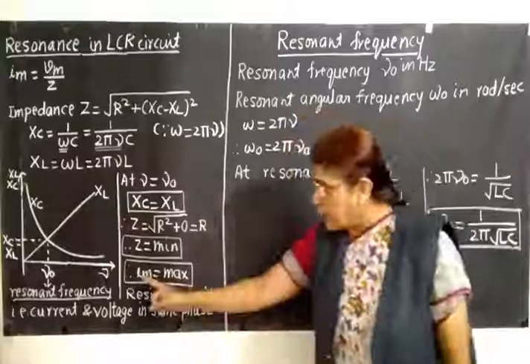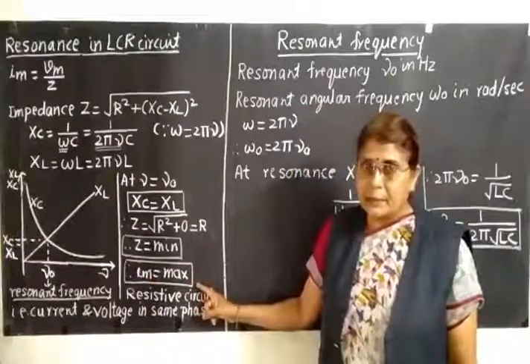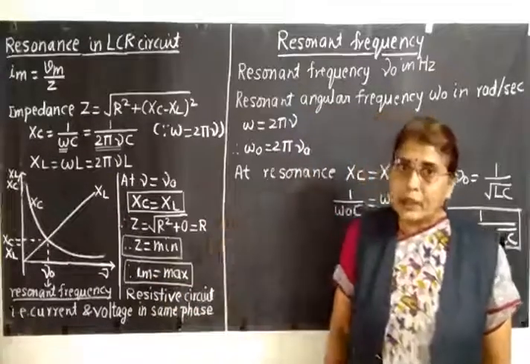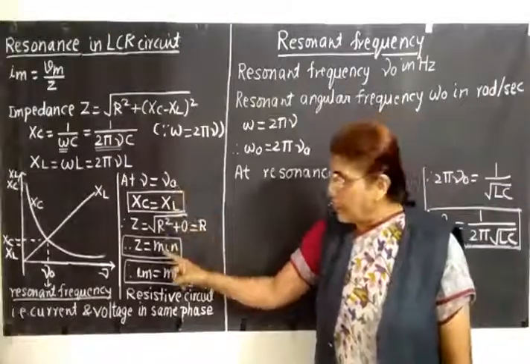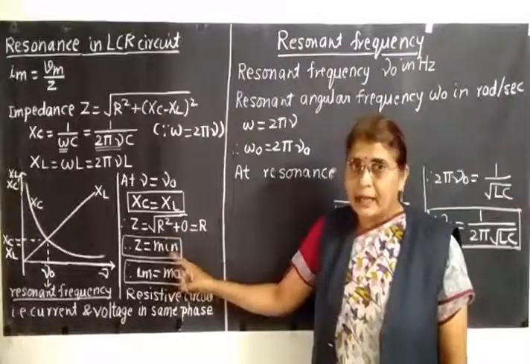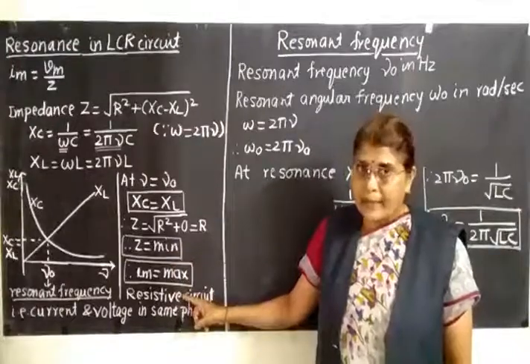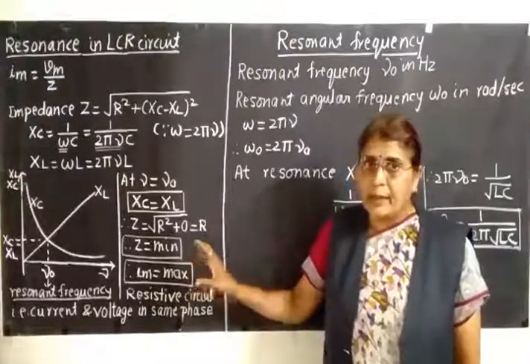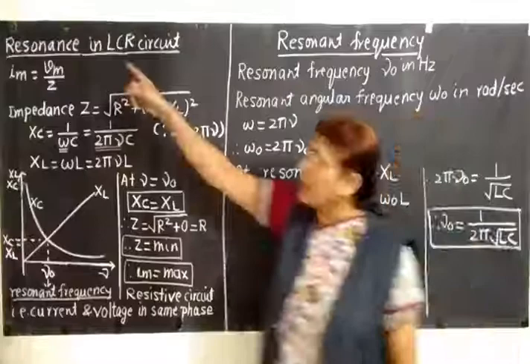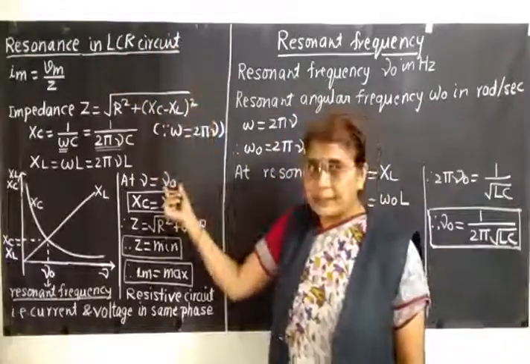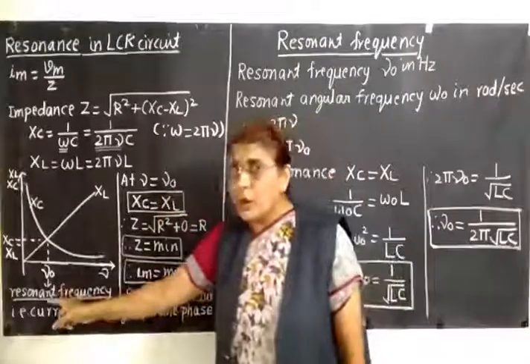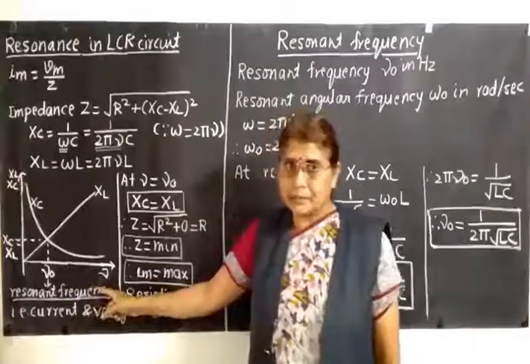So here current amplitude becomes maximum. So what happens at the resonant frequency? At the resonant frequency, impedance becomes minimum and current amplitude becomes maximum. And this phenomenon we call it as resonance in the LCR circuit. And that particular frequency is called as resonant frequency.